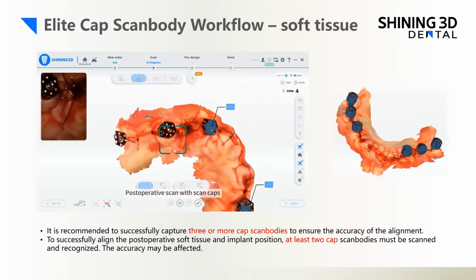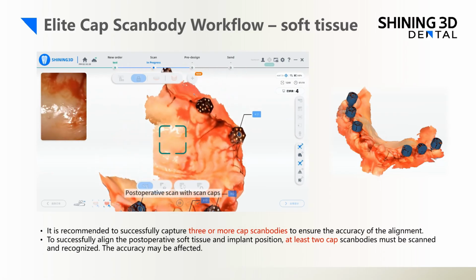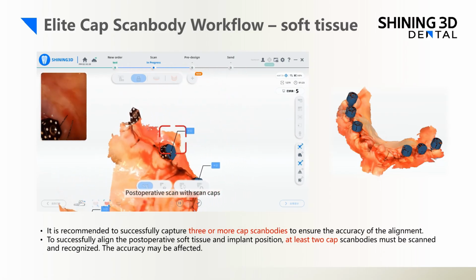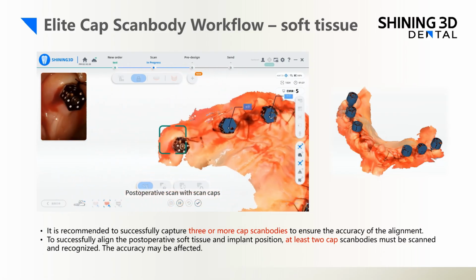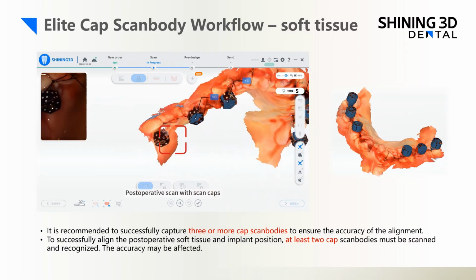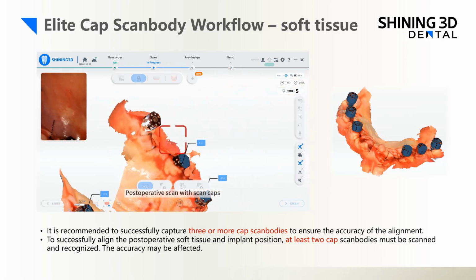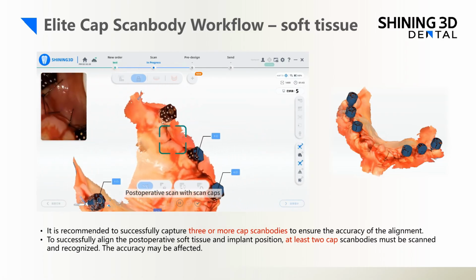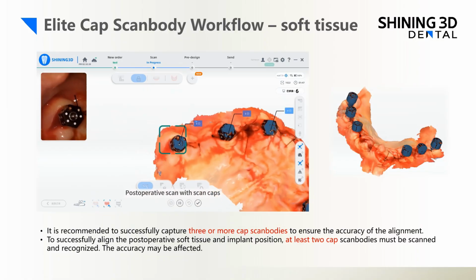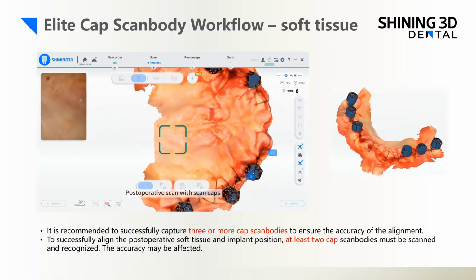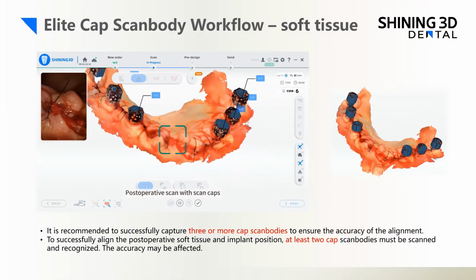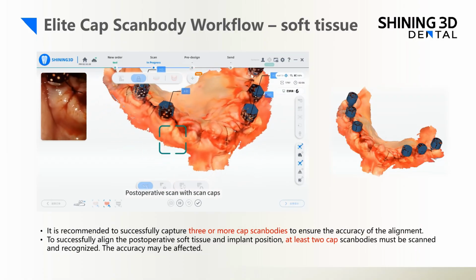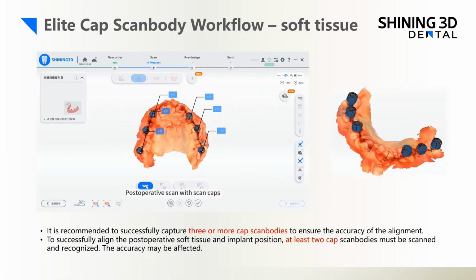As you can tell from the screen recording on this slide, you can scan the soft tissue with the Cap Scanbodies on and scan all the surfaces of the Cap Scanbody. If it is successfully recognized, you can see the number on the top right corner, and you can also see a virtual cylinder shape from the library the Cap Scanbody is transferred into. It means it is successfully recognized.